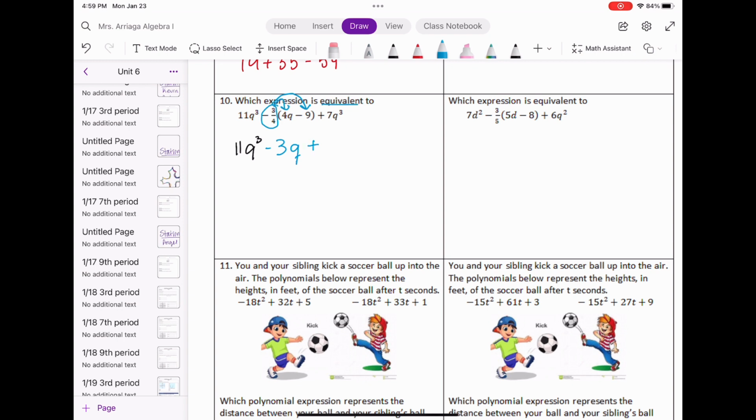And then now we do negative 3 over 4 times negative 9. And since they're both negative, we get positive. And so let's do 3 times 9 divided by 4. So 3 times 9 is 27. And we divide 27 by 4. We can't. So we just write that 27 divided by 4. Okay, we're done distributing. Let's continue with the last term. Nothing's happening to it, so we just bring it down.